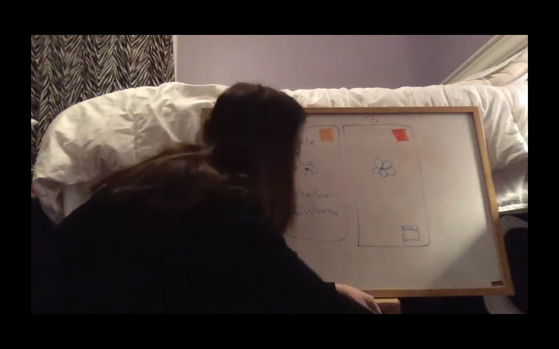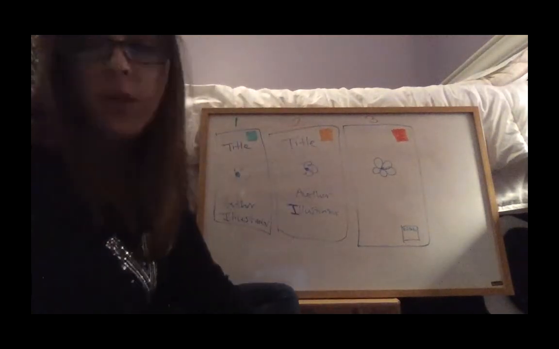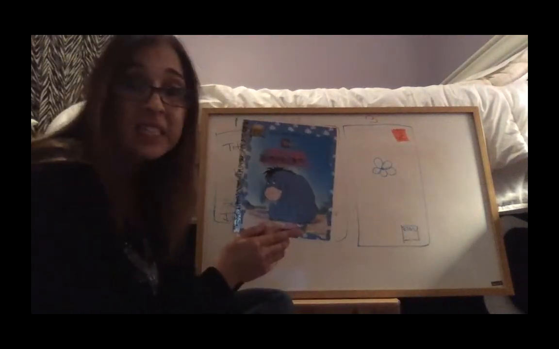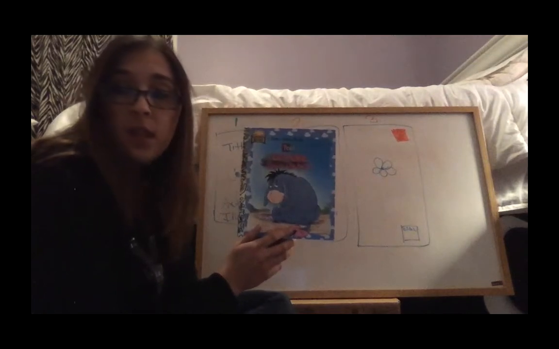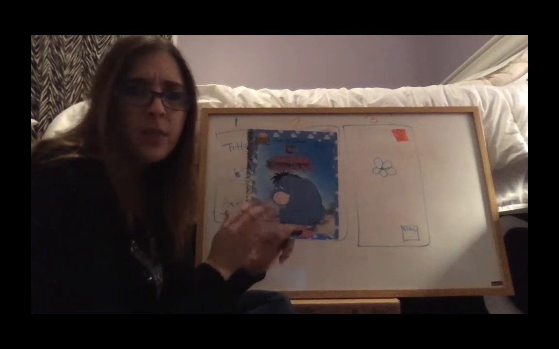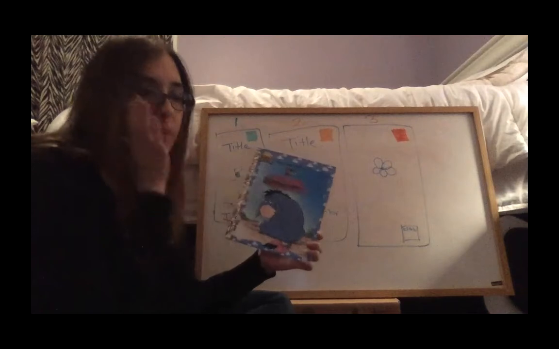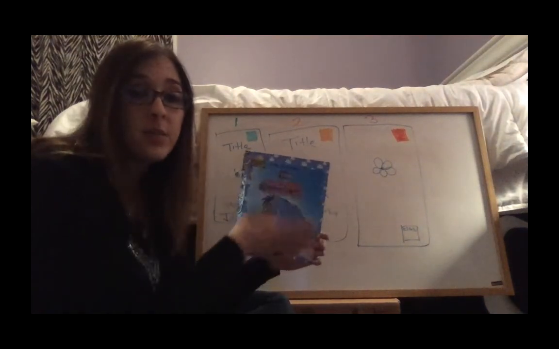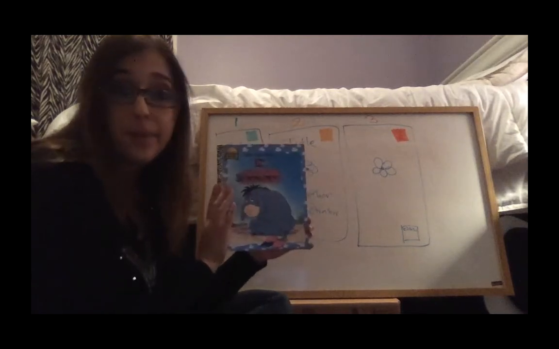All right, group 2, let's look at your book. Which book did you have? Yes, you had Eeyore, You're the Best. All right, where did you label with green? Where was your front cover? All right, class, they labeled this one green with their green sticky.